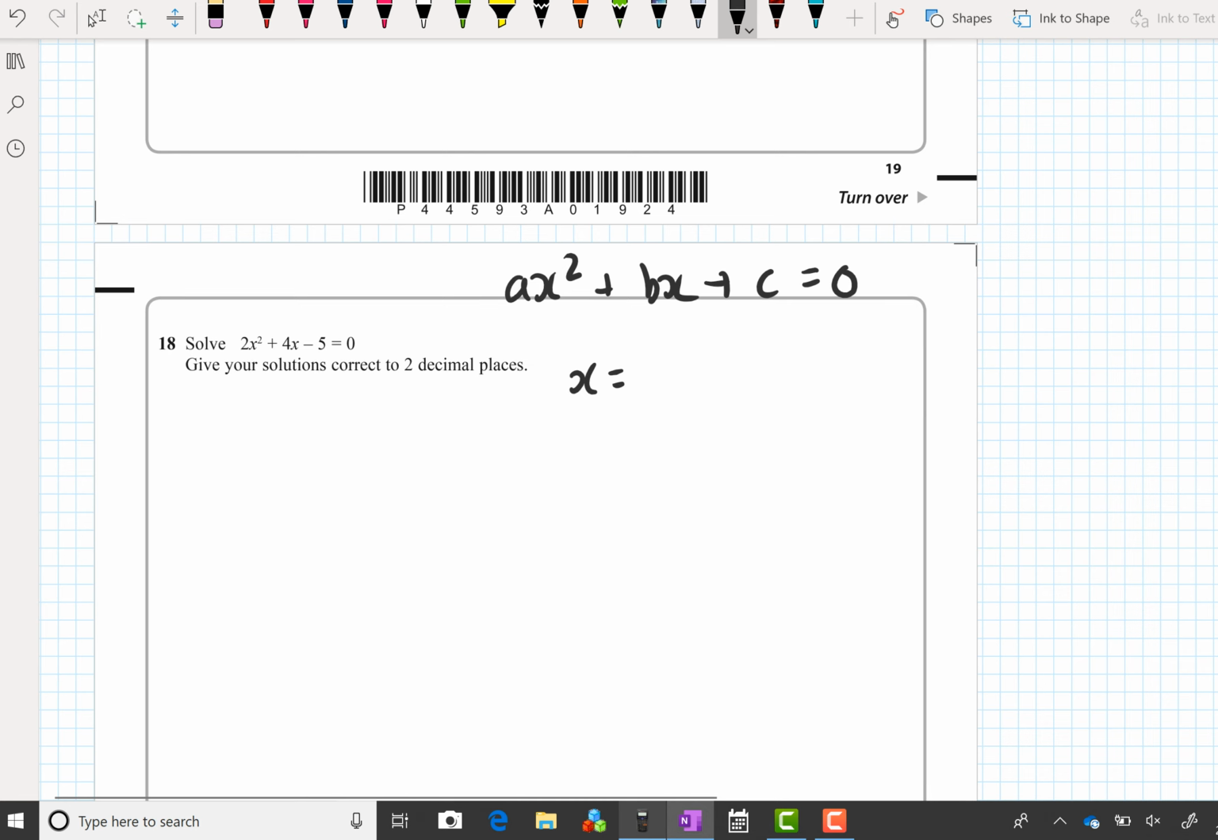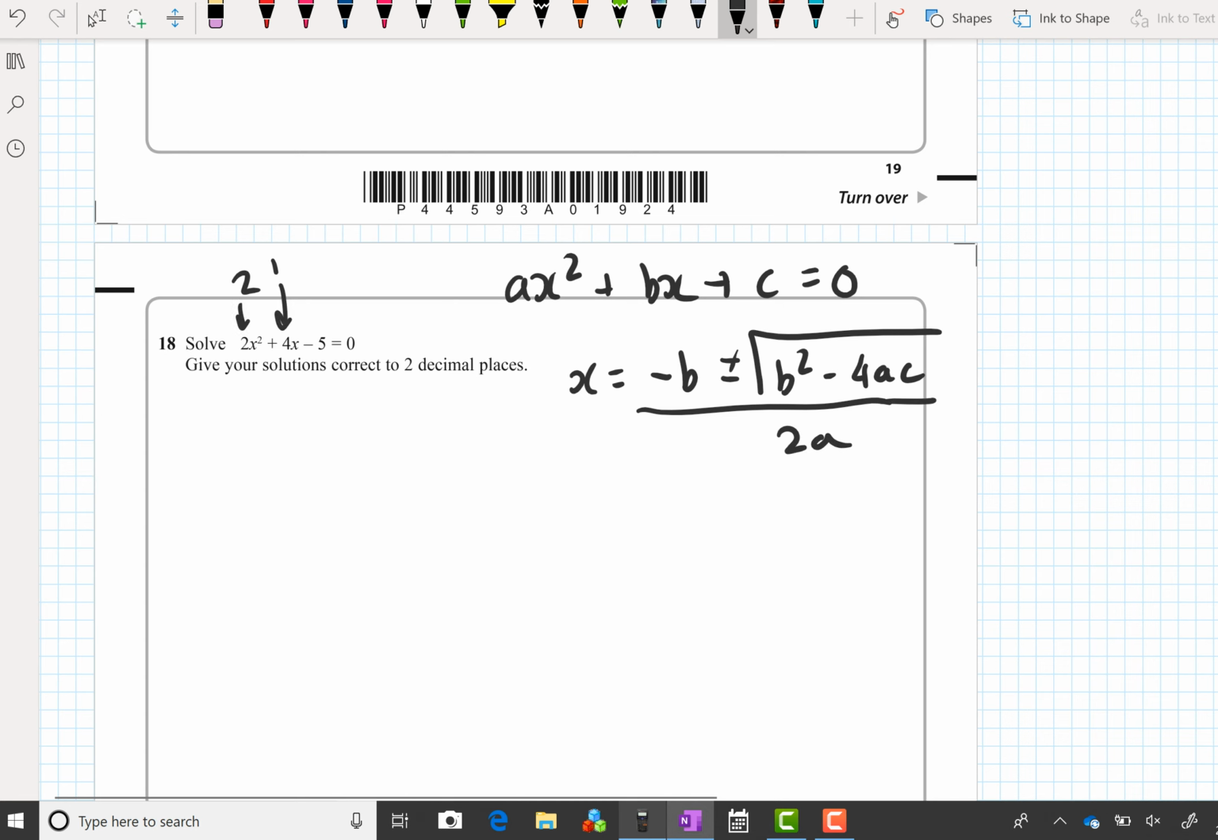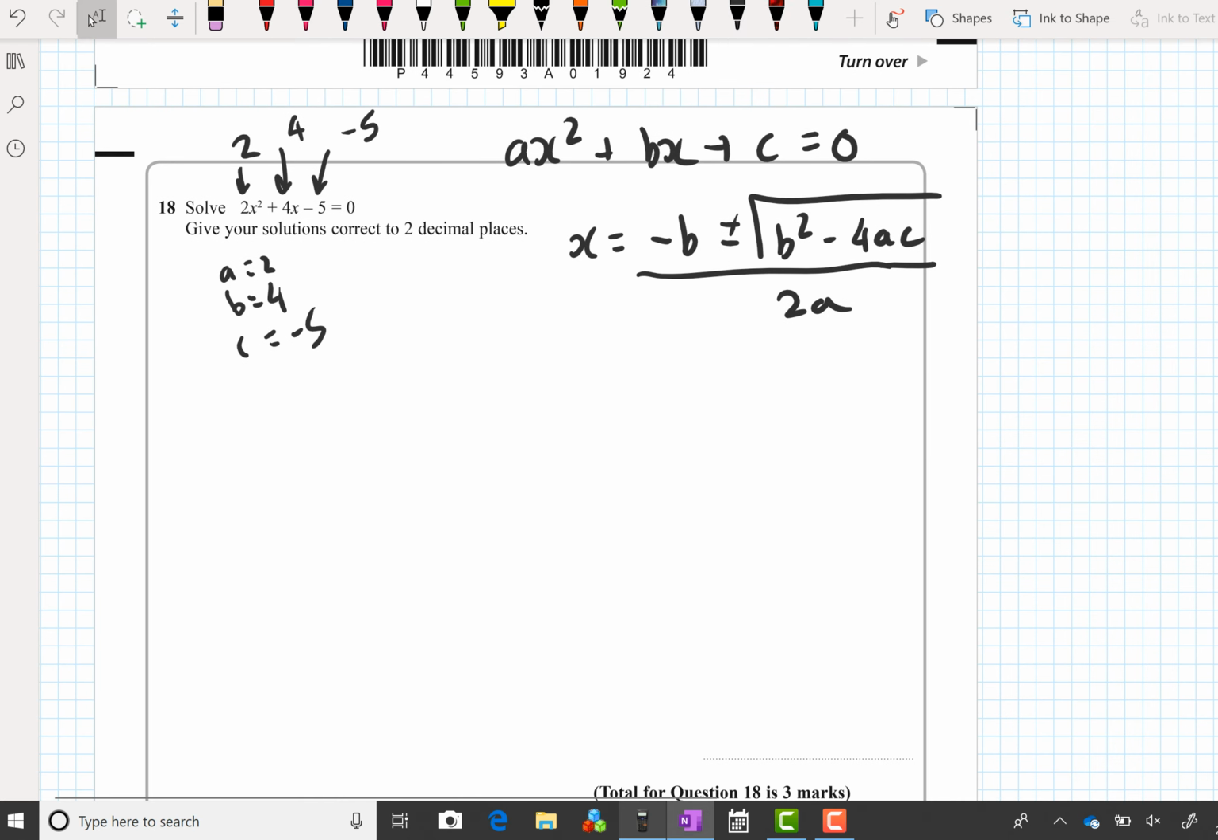Okay, so to find out the solutions to a quadratic equation of this form, it's minus b plus or minus the square root of b squared minus 4ac, all over 2a. This bit's called the discriminant under there if you did want to know. So a is 2, b is positive 4, I'm writing the positive there, and c is negative 5. Give your solutions correct to 2 decimal places. Solutions, plural, 2 solutions.